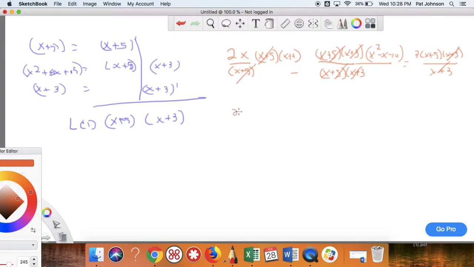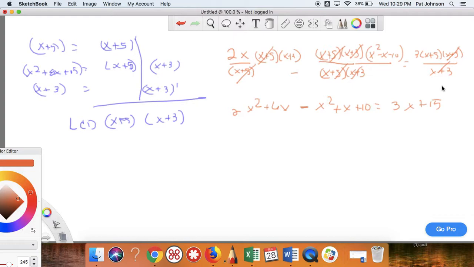So I'm going to distribute. I'm going to get 2x squared plus 6x, minus, and the only thing left is this, so minus x squared minus x minus 10. You have to distribute all the way through. Then I have 3 times x plus 5, which is 3x plus 15. All right.